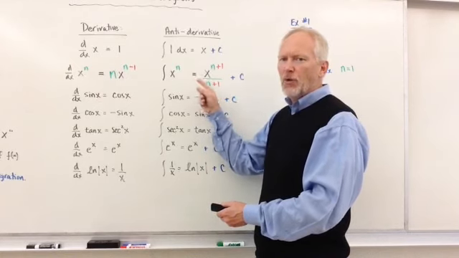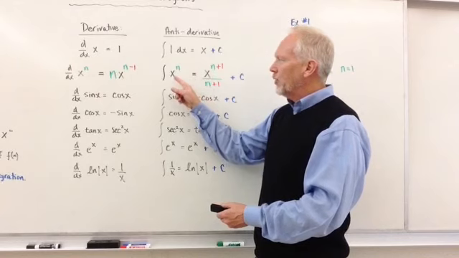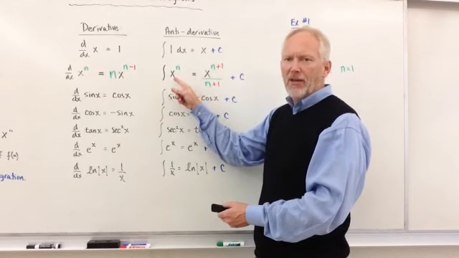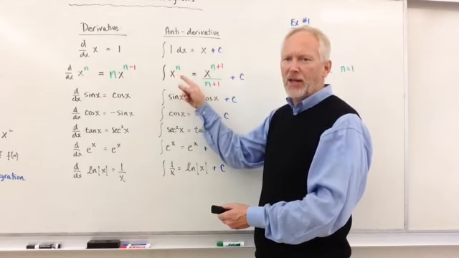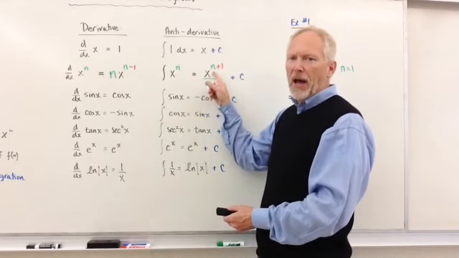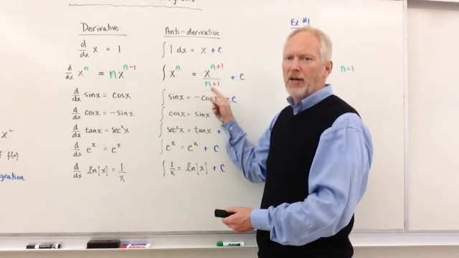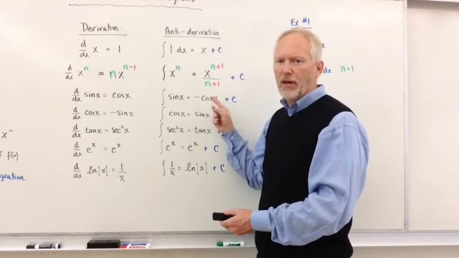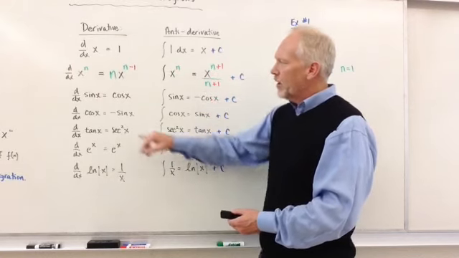So again, this is what we call the power rule, and the power rule states that if we have the antiderivative of x to the nth power, that will equal x to the nth power plus 1 divided by that nth power plus 1 as well. We'll look at an example of that.